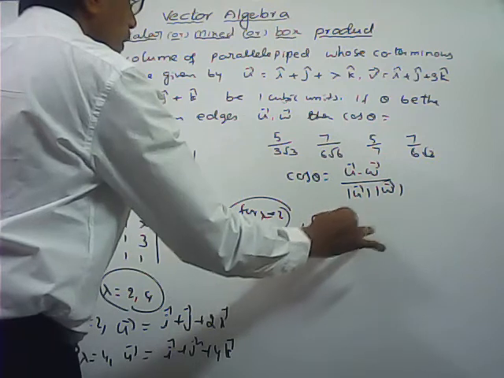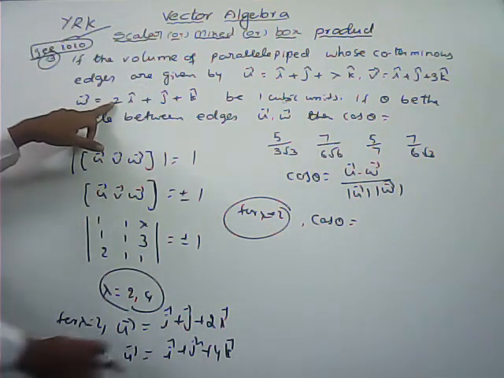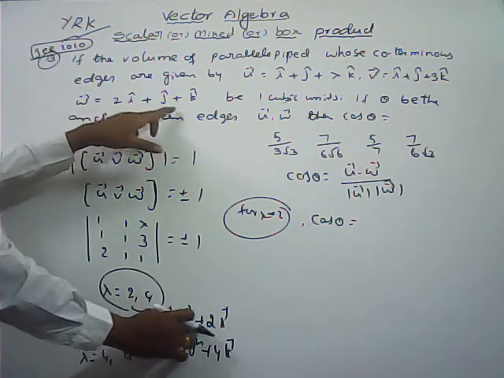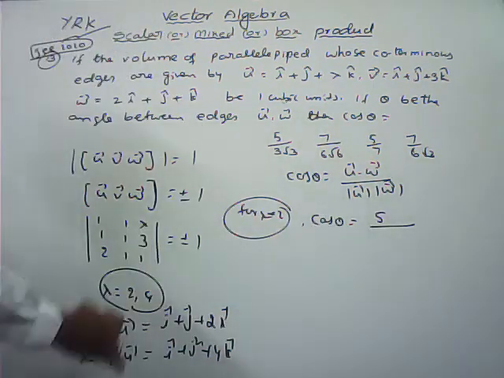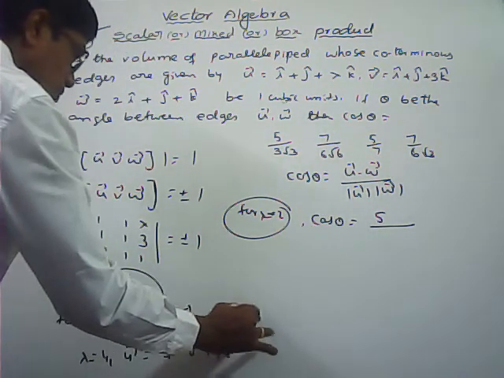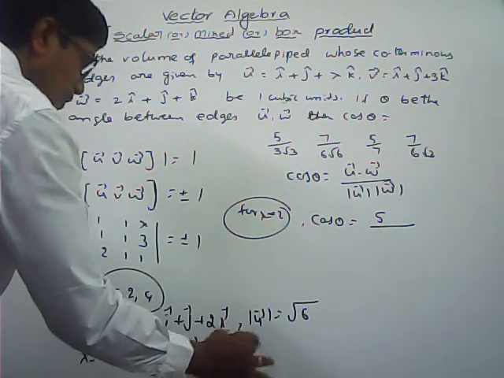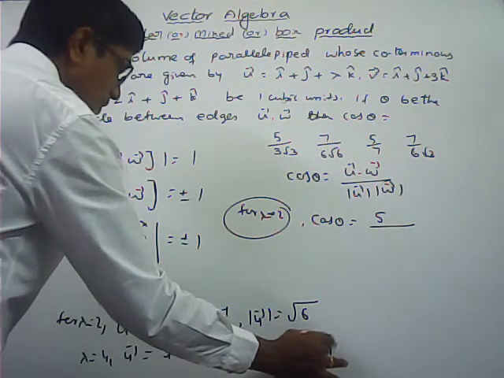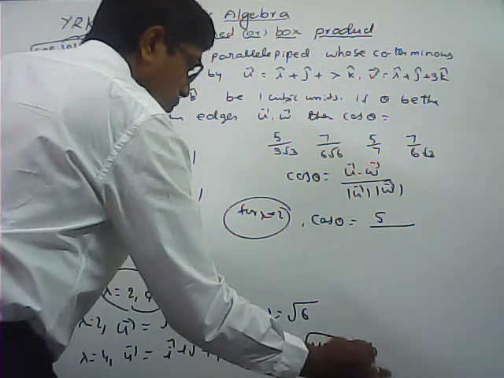The angle between them: cos theta is equal to U bar dot W bar over the product of moduli. U bar dot W bar is 2 plus 1 plus 2, that is 5. What is the modulus of U bar here? Modulus of U bar is equal to root of 4 plus 1 plus 1, root 6. Here the modulus of the other vector is root of 1 plus 17, that is 18, so 3 root 2 we can write.